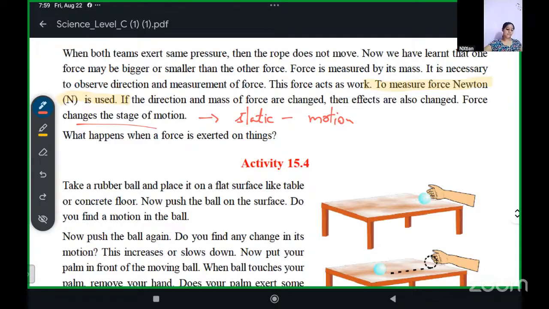So if we change the direction of force, then the effect is also changed. Force changes the state of motion.